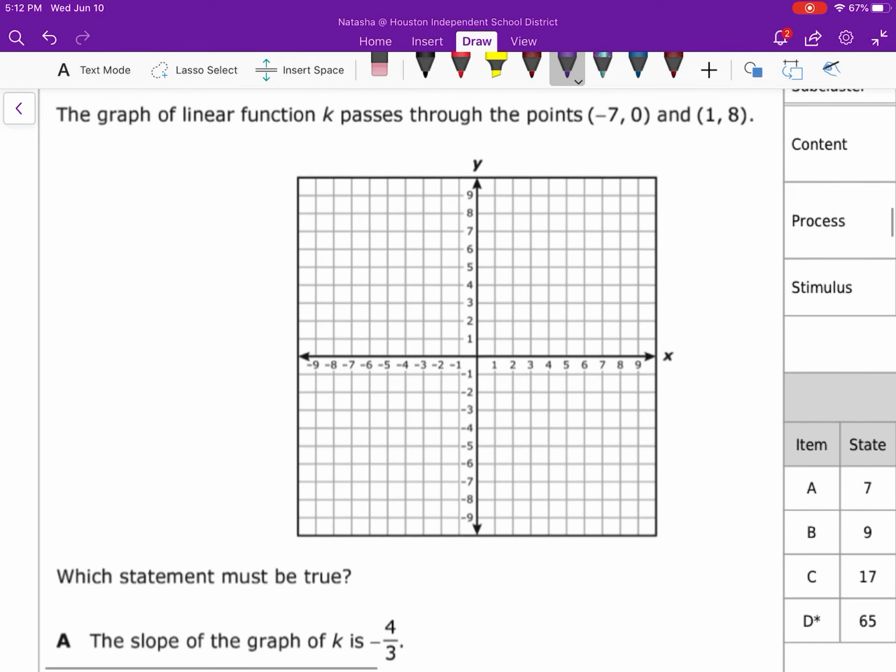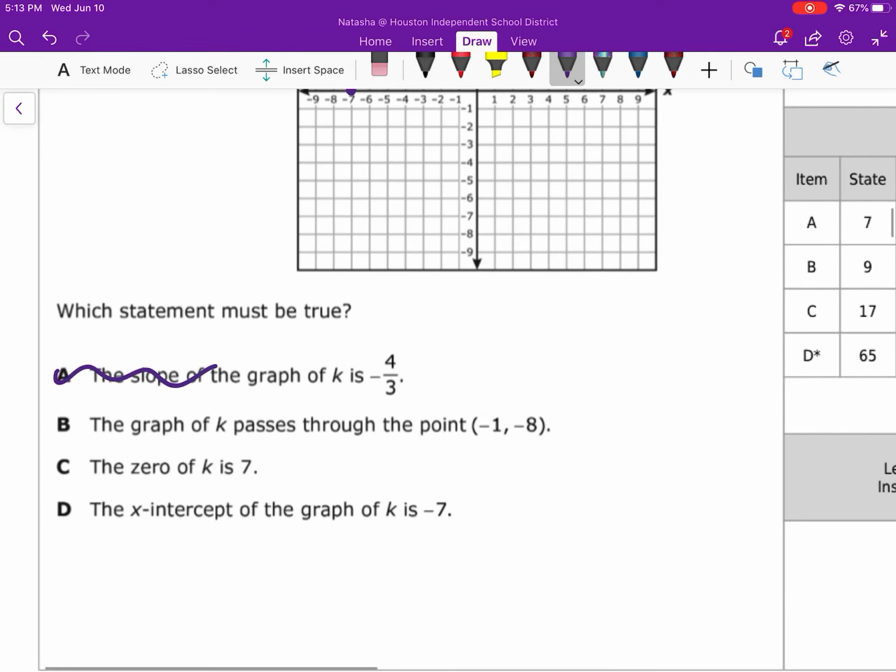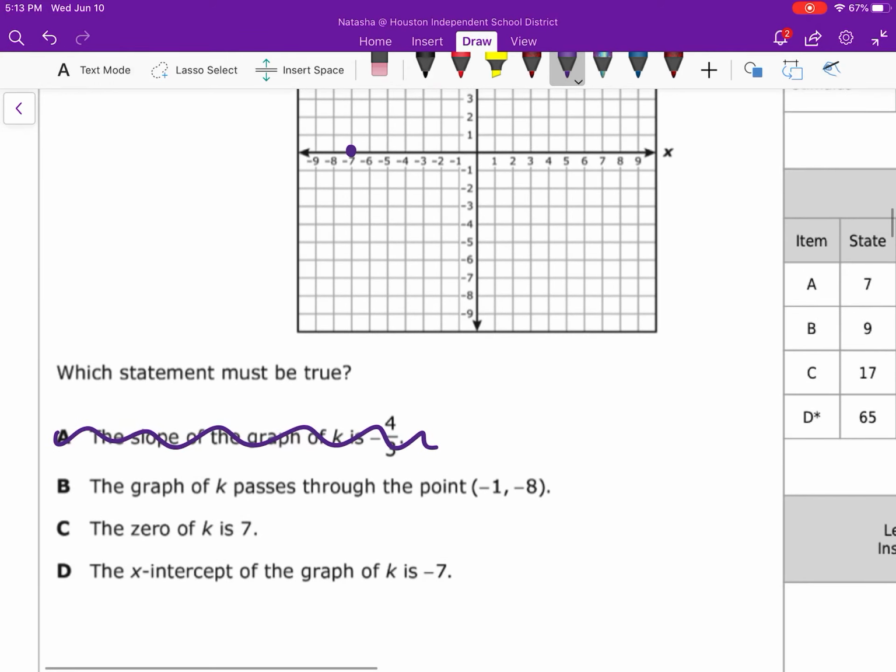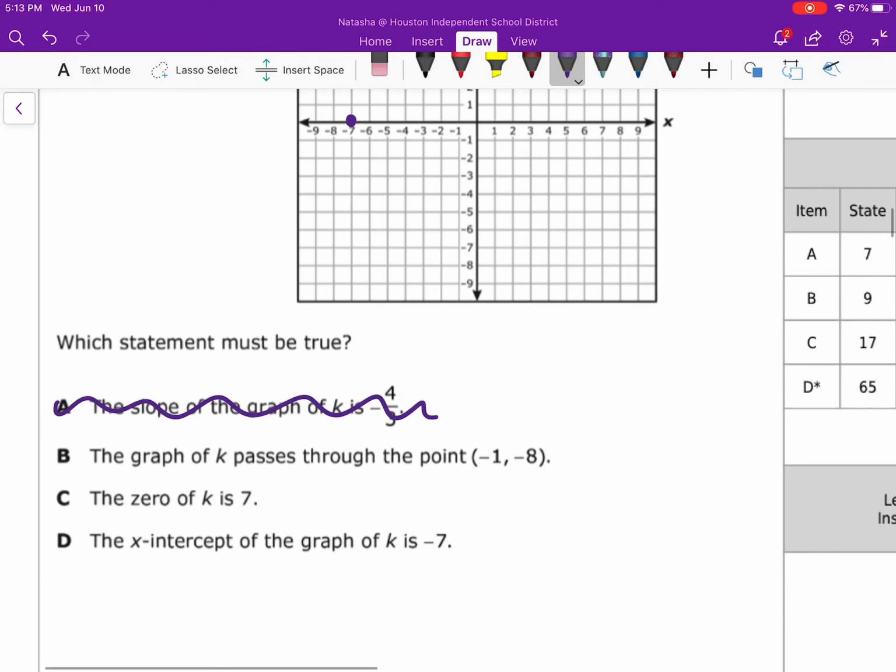Which of the statements must be true? So let's plot these 2 points. So I have negative 7, 0, so that's that point. And I have 1 and then 8. All right. And if I were to draw a line, I could draw a line, but I need to figure out what that slope is to get a more accurate line. I know my slope is going to be positive. So we're going to eliminate A.